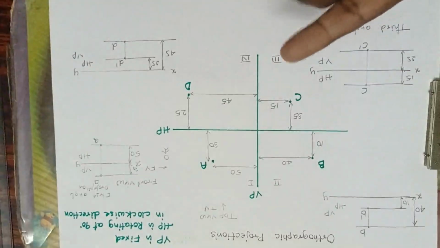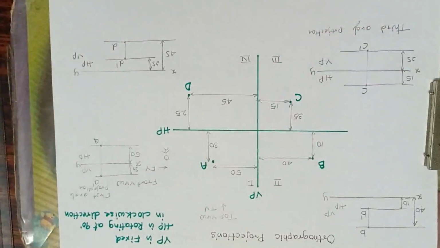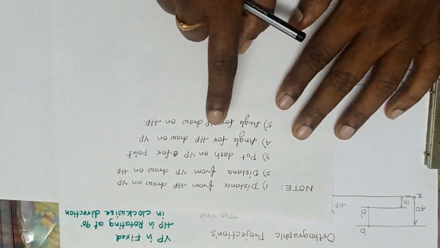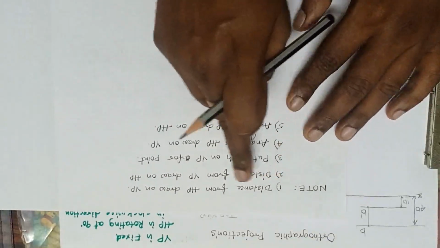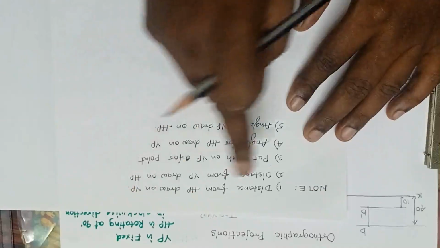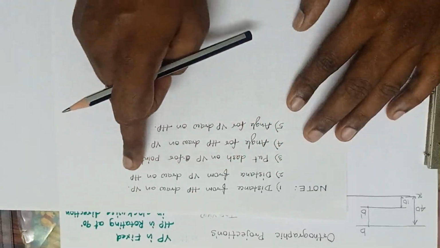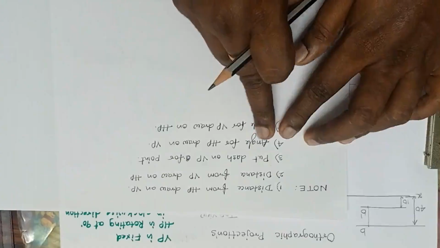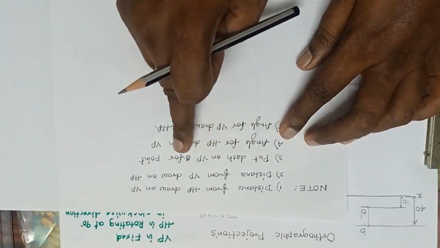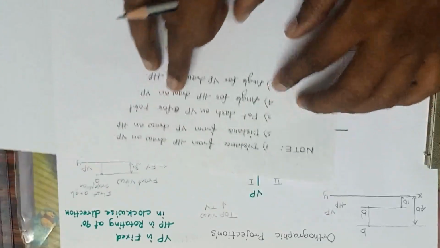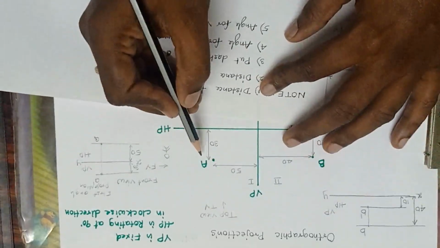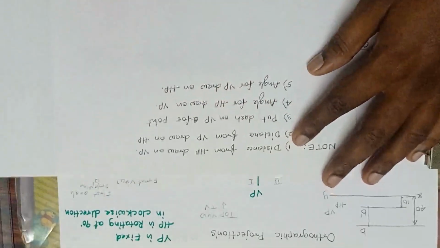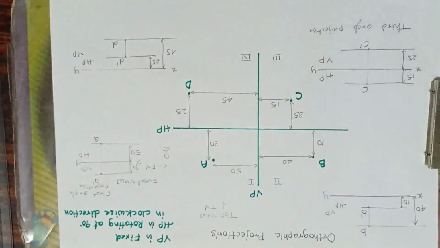Okay, now we'll project the points individually. Let us come to some assumptions. See here. What are the assumptions? The distance from the HP, draw on the VP. Distance from the VP, draw on the HP. Right? Next, put the dash on VP. Whatever the points we are getting on the VP, we have to put the dash. Yes? Now, angles we'll see later on. Okay, right.